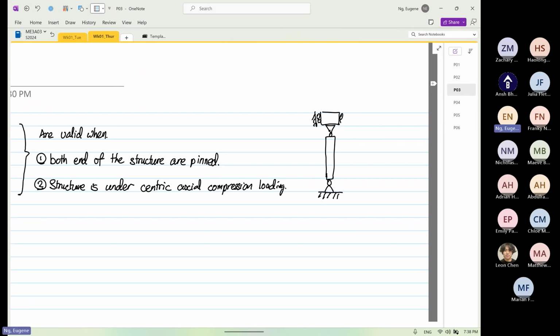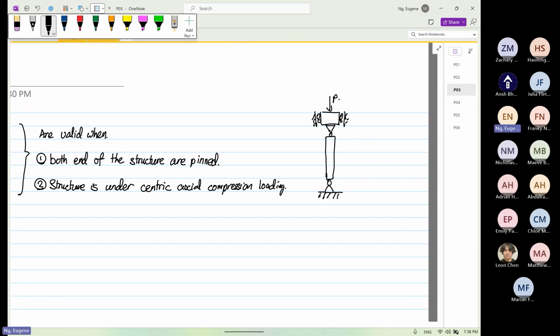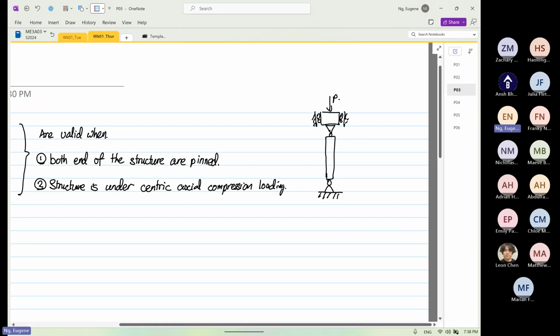Both ends are pinned and the load is coming down P. So P cannot go left or right. P must act exactly on the what? On the centroid. So this is a very unique condition.